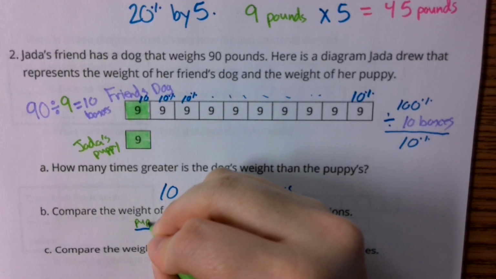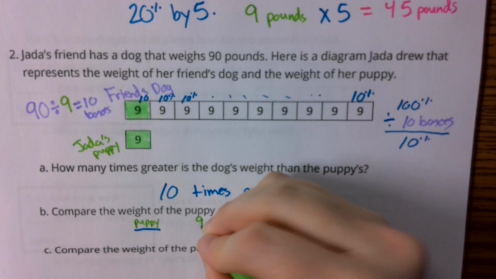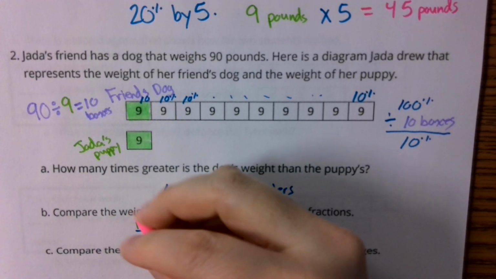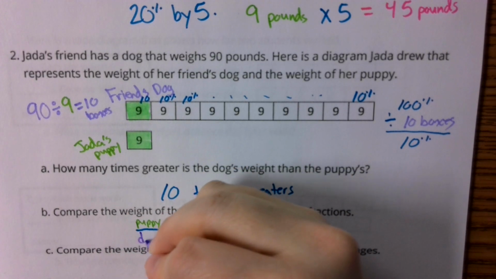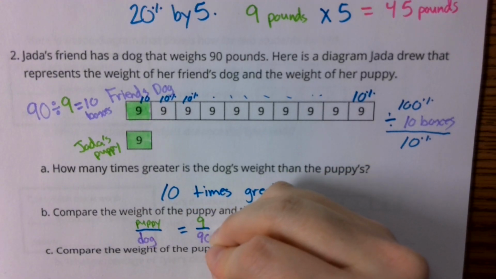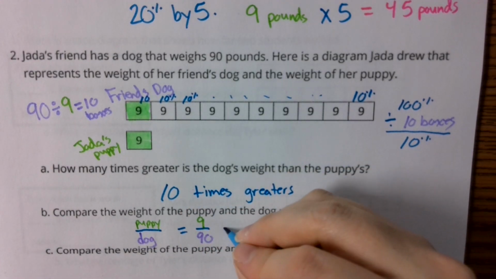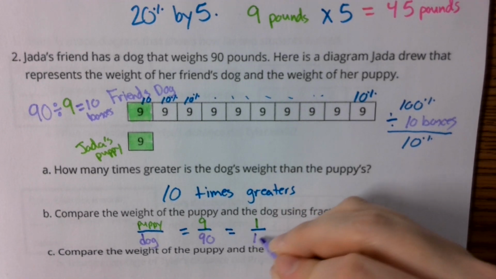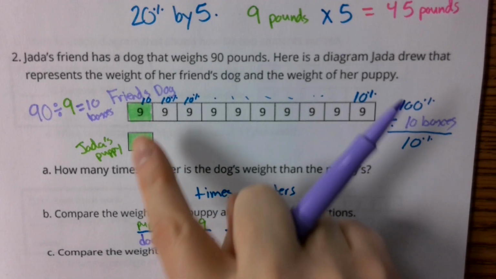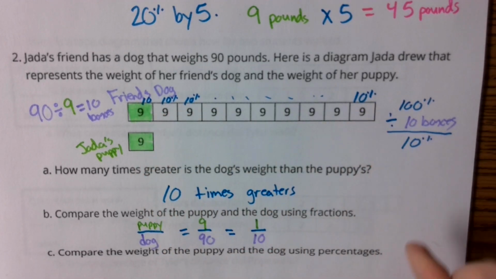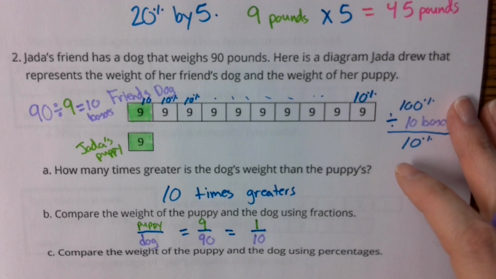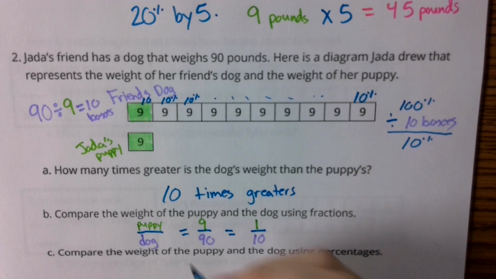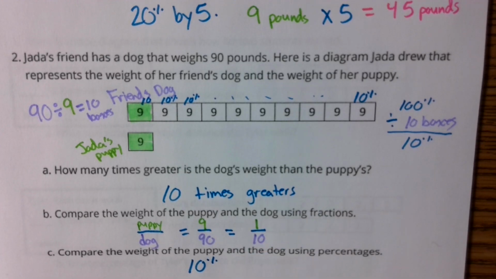So we're putting the puppy's weight on top, which was 9. And then we're going to put the adult dog's weight on the bottom, which happened to be 90. And if we were to simplify that, that would simplify to 1 over 10, which makes sense. 1 box, 10 boxes, all of them the same size. And then again, as percentages, we already identified the percent, 10%.